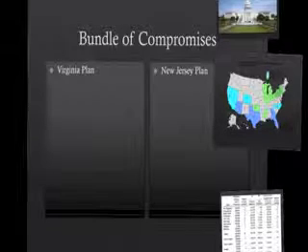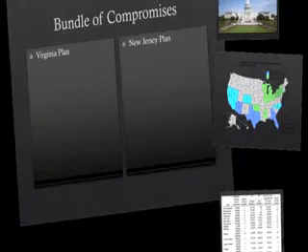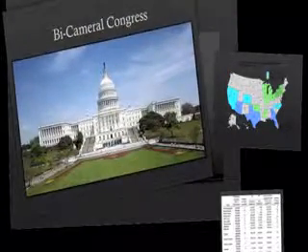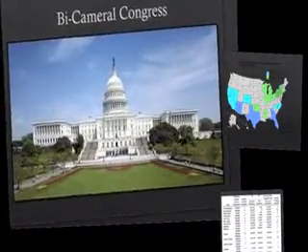The first compromise is referred to as the Great Compromise. The Great Compromise consisted of 2 plans. The first plan was the Virginia plan, and then New Jersey, a smaller population state, brought forward a different plan. Now, the results of these two plans lead to a bicameral Congress, the legislative branch.